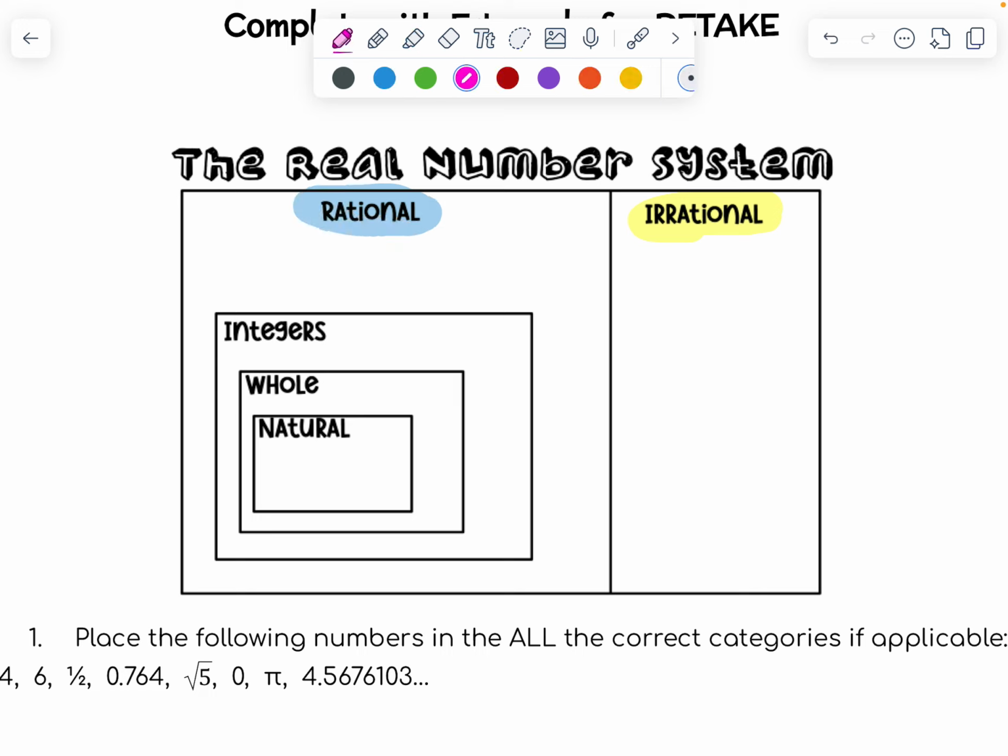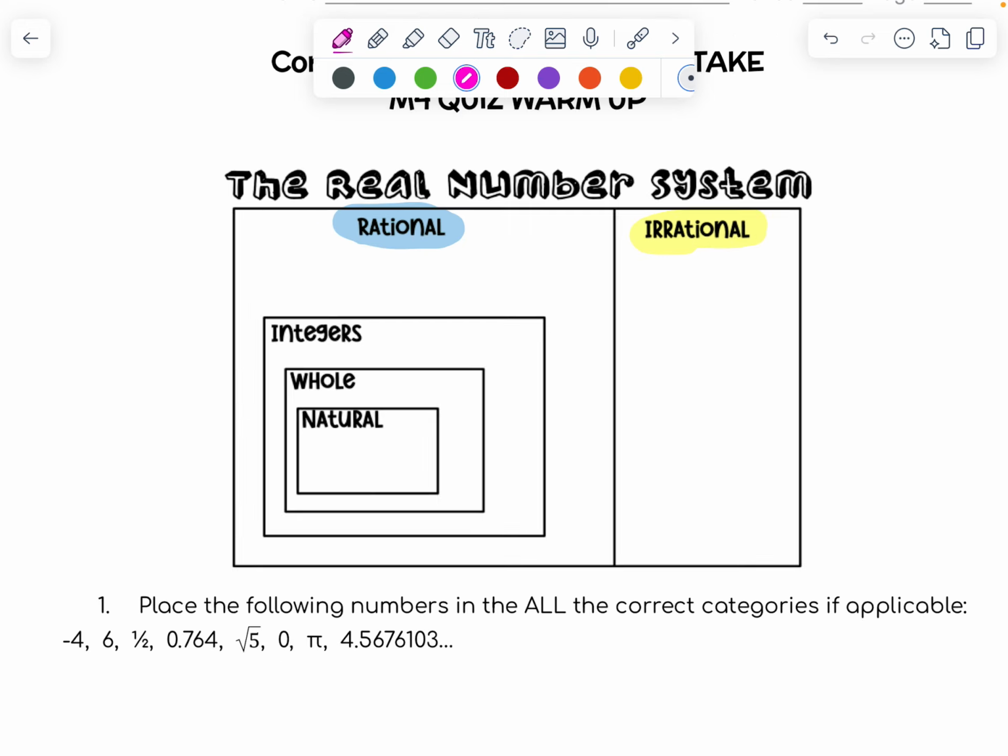Natural numbers are the baby counting ones, like 1, 2, 3, 4, 5. Whole numbers are counting numbers, but they added the number 0 to it. And then integers adds those same numbers plus the negatives. So let's take a look at our options here.